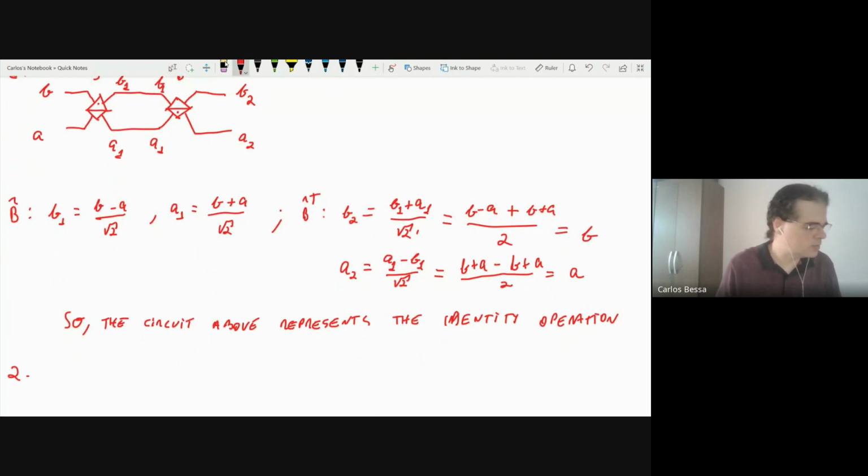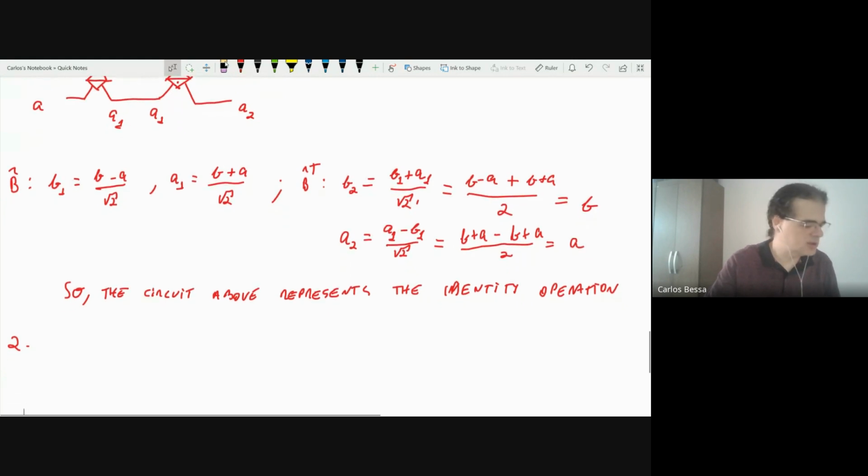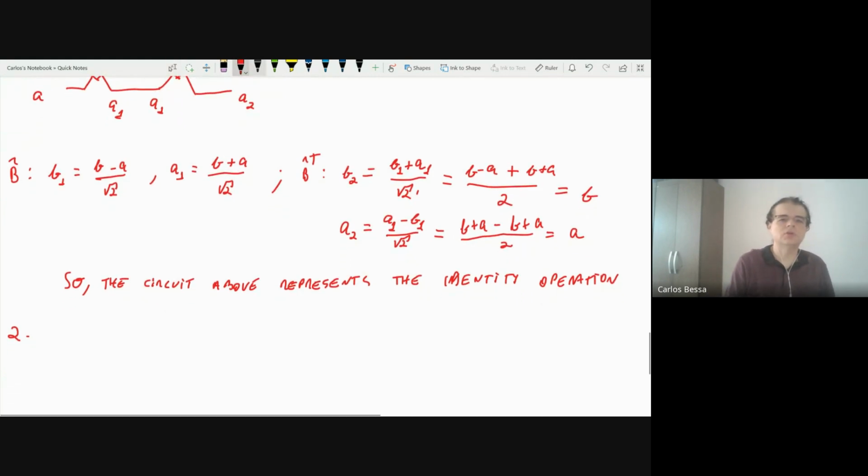And the second part of the problem, they ask us to compute the rotation operation on the dual rail states for this circuit. Let me draw the circuit. So it's basically the same, but they put a phase shifter. So it's simple as well. But the thing is that this could represent an interferometer, like a Mach-Zehnder interferometer.